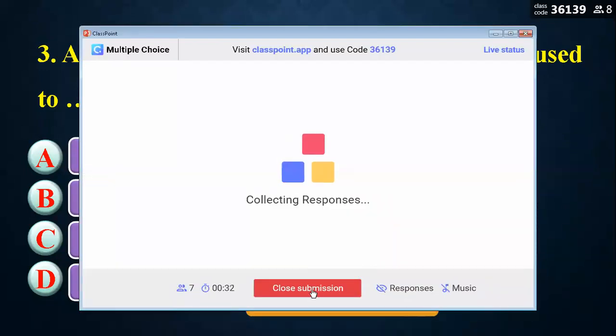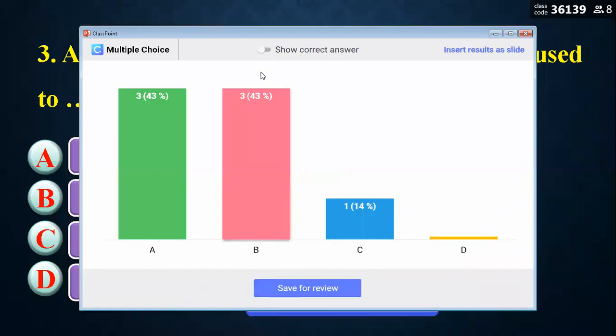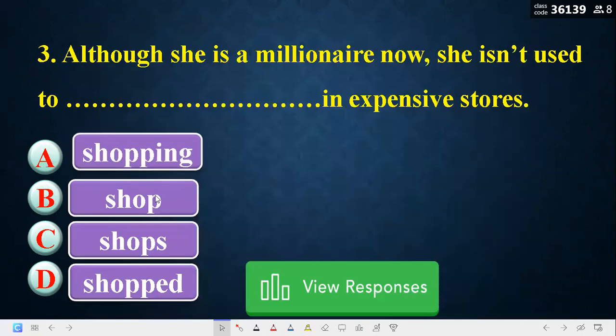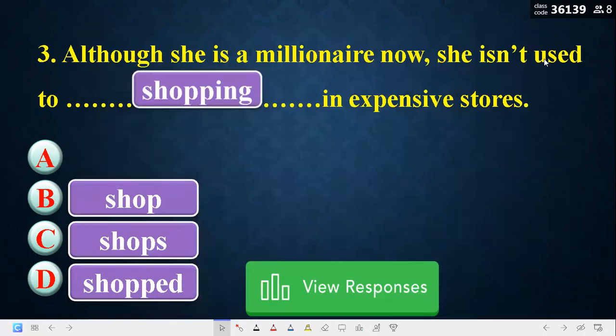Okay, my dear students, let's see the answers. Excellent. The right answer is letter A. Excellent, excellent. Because after is or isn't used to, we have to use the verb ing.